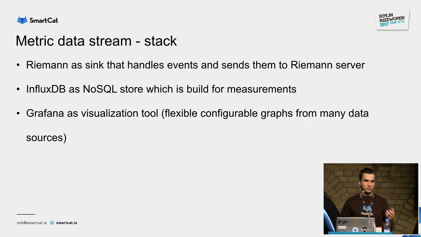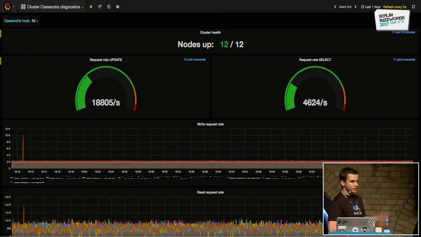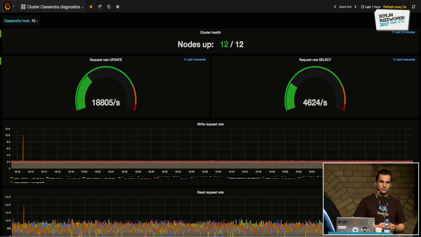Grafana is an open source visualization tool with many visual aids. You can plot graphs, time series, tables, gauges, whatever. And you can plug in data sources, and InfluxDB is one of those data sources. And this is what one of the dashboards that we built looks like.